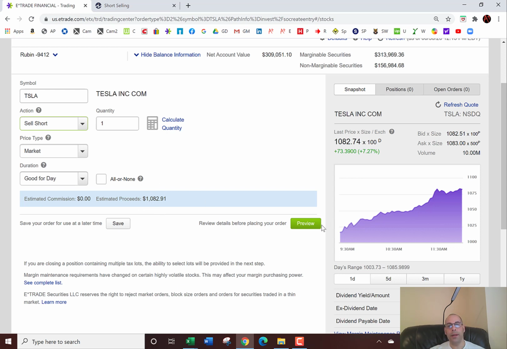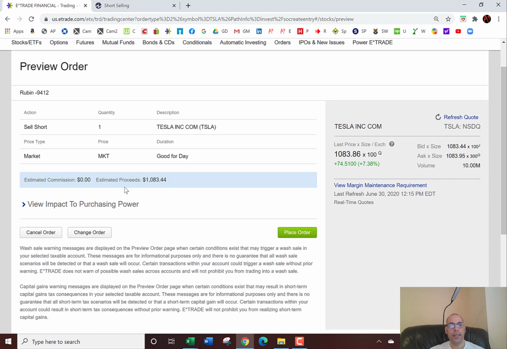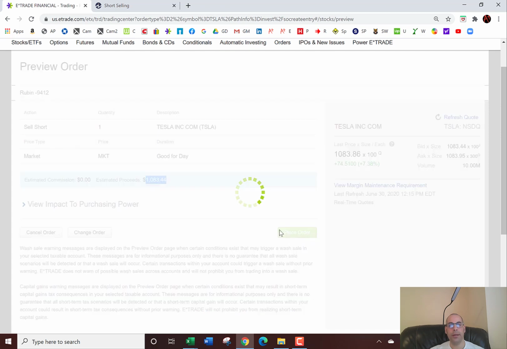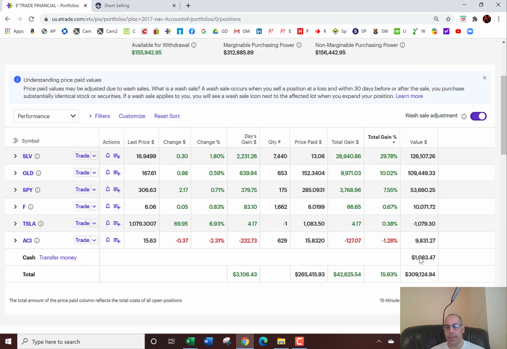And then when I hit the preview button, I can just take a look at it to make sure I entered everything correctly. Sell short, one share, Tesla, market order, it all looks good. And that's the estimated proceeds, $1,083. So I'm going to place the order, and it happened automatically. So I'm going to go to my portfolio. E-Trade deposited $1,000 into my account in cash.